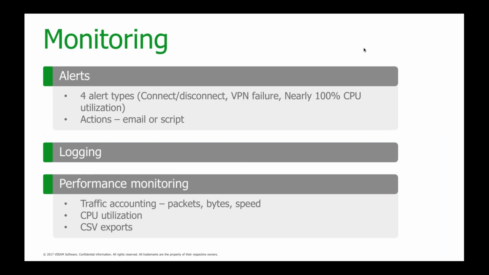We have some basic monitoring, and when I run through the actual UI, you'll be able to see this. So we've got some alerting for connecting and disconnecting of the VPNs. We've got CPU utilization. We've got some email actions as well. There's logging. So obviously it's a fully supported product from Veeam, so you can ring up and get support. You can diagnose and get the diagnostic logging. And it's also got performance monitoring. So some traffic accounting, having a look at throughput in terms of packets, bytes, and speed, CPU utilization, and you can export all that to CSV as well.